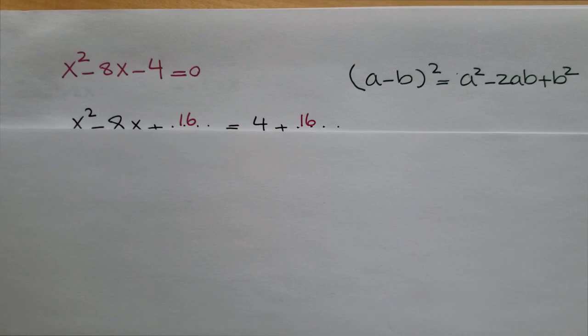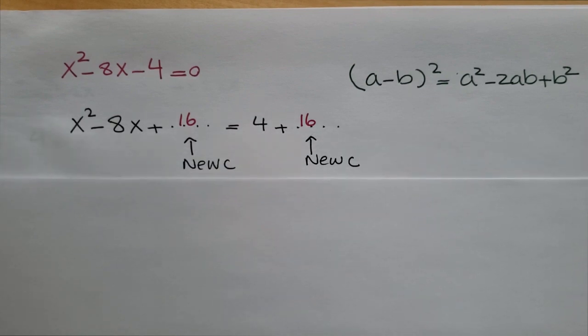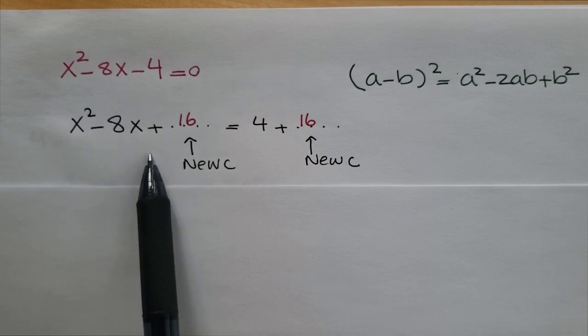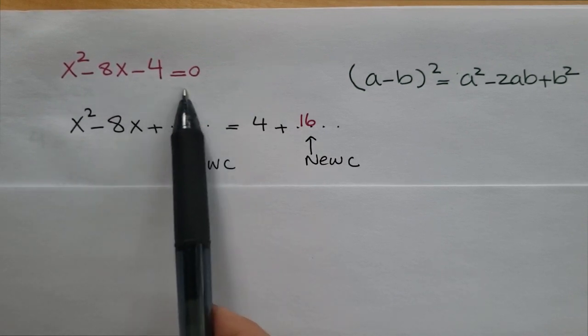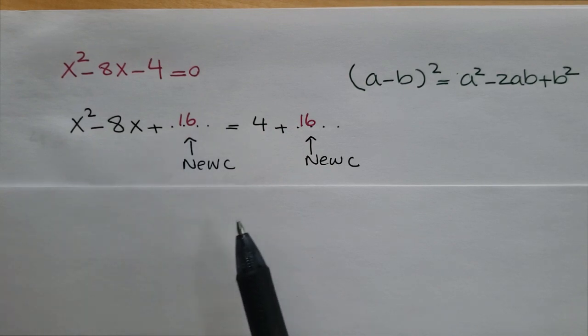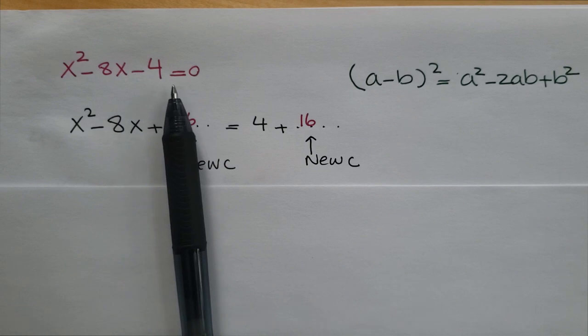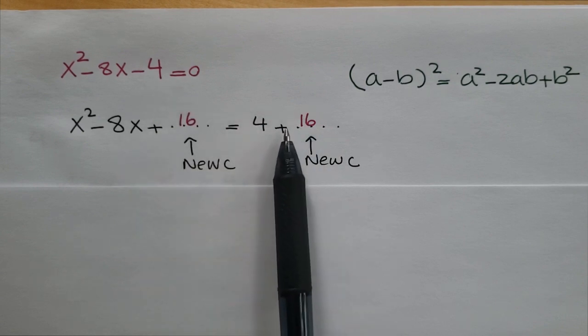So first, we will expand our equation and we will make some room for the new c. So x squared minus 8x plus some room for the new c, which you have to find, and then the constant will be moved to the other side, but the sign will be flipped. Okay, so negative 4 will be changed to 4.